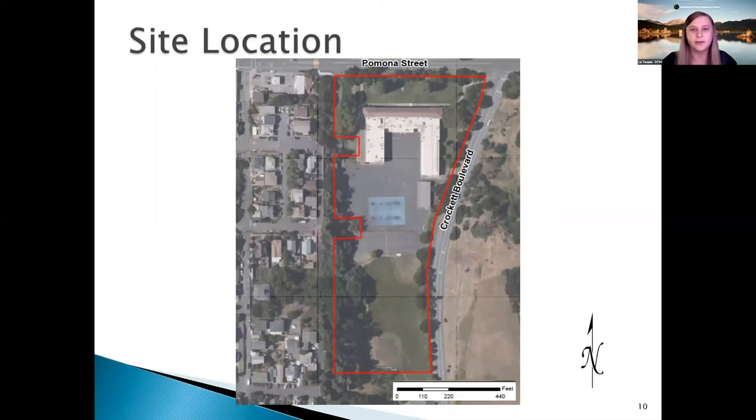To give some history on the site, its main school building was constructed in 1923 when this campus was developed into a middle school. And then this smaller structure to the southeast of the main school building was the former band building that was constructed circa 1958 and was demolished in 2020 as part of the school redevelopment process.